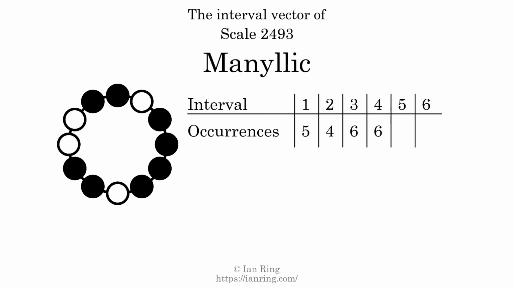There are 6 intervals with the size of 4 semitones. They are here, here, here, here, here, and here. There are 5 intervals with the size of 5 semitones. They are here, here, here, here, and here. There are 2 intervals with the size of 6 semitones. They are here, and here. Each interval does not appear in this scale a unique number of times, so this is not a deep scale.